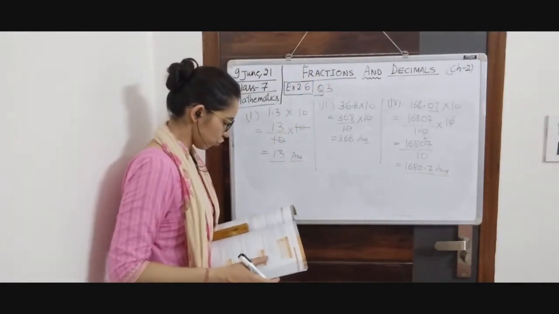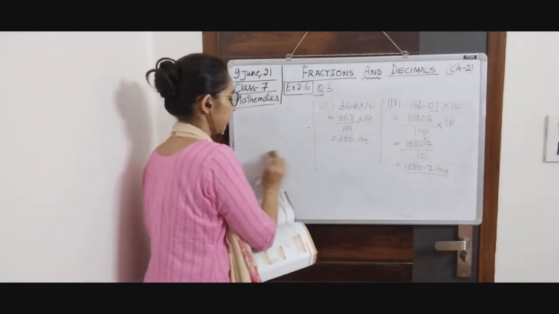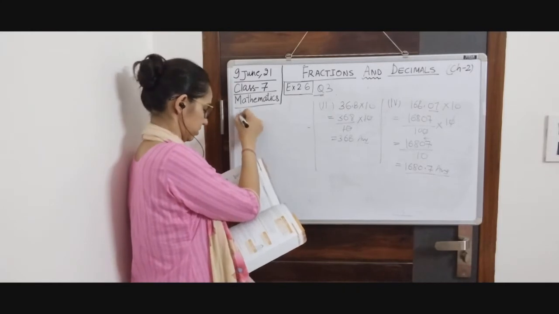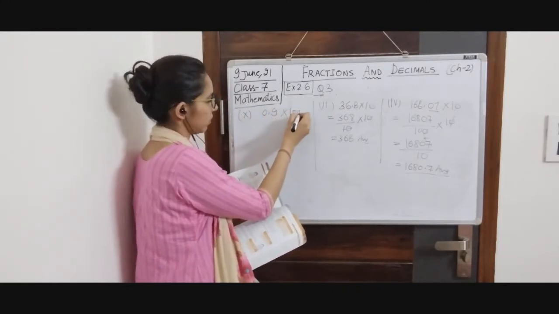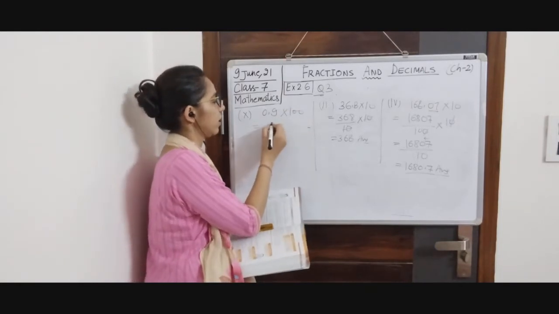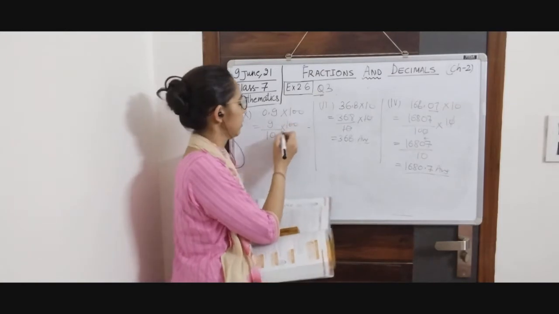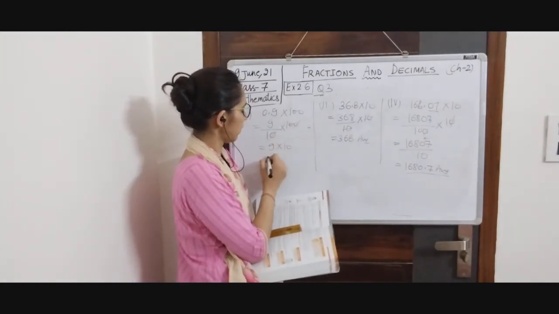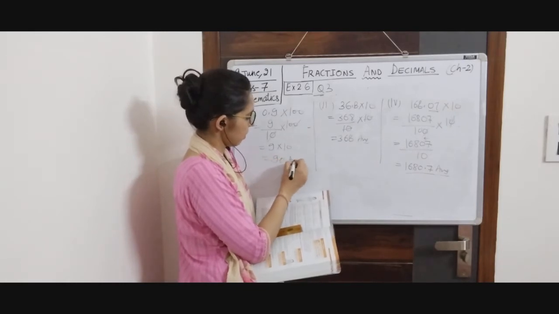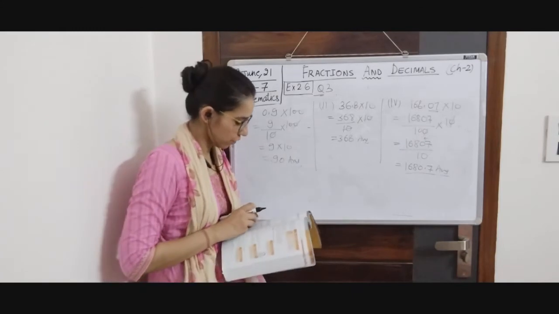Similarly, we can do more parts. Suppose we want to do the 10th part. In the 10th part, we have to perform multiplication of 0.9 with 100. Here the same method, 9 by 10 into 100. We can cancel the 0 with this. 9 into 10, that is 90. Quite simple. Now we will move on to question number 4.